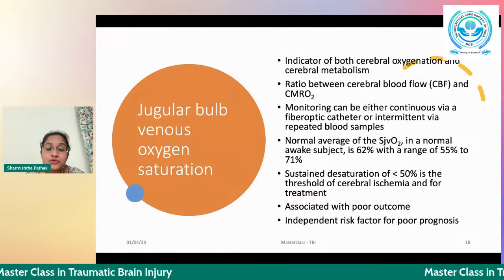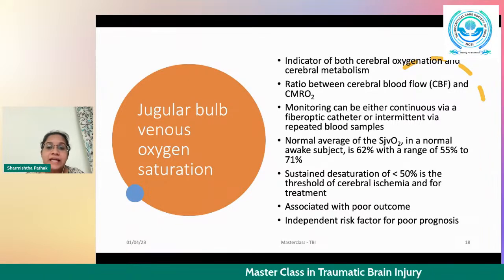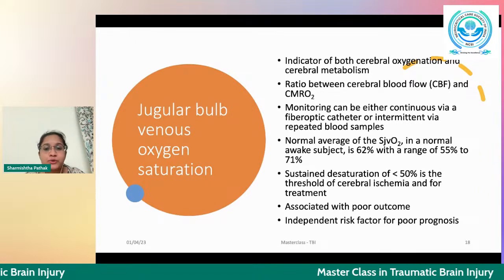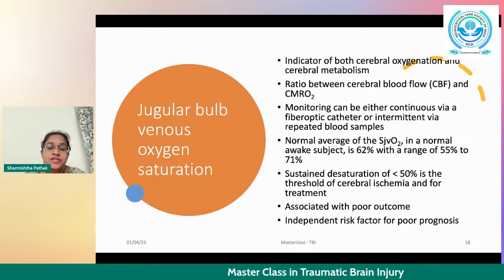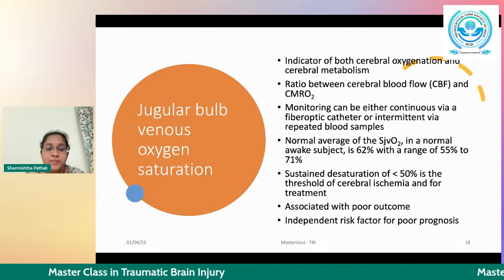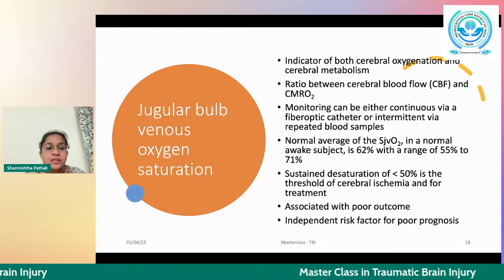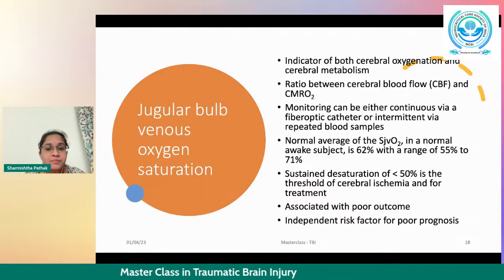Second modality which is used in neuro ICU is jugular bulb venous oxygen saturation. It is an indicator of both the cerebral oxygenation as well as cerebral metabolism by providing a ratio between the cerebral blood flow and CMRO2. We can use monitoring of jugular bulb venous oxygen saturation either continuously using a fiber optic catheter or intermittently via repeated blood sampling. The average normal SjvO2 values range from 55 to 71% with an average normal of 62%.